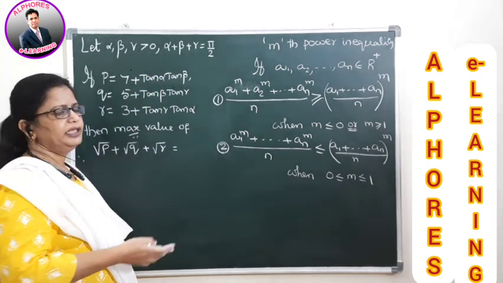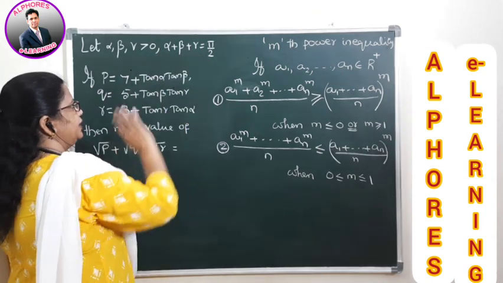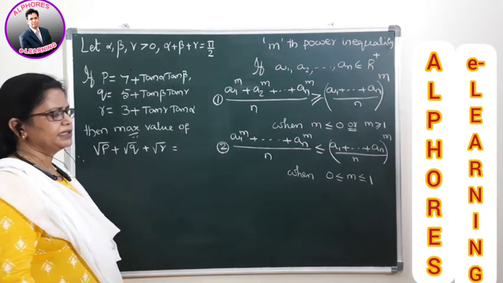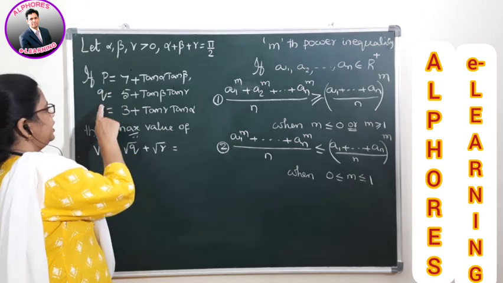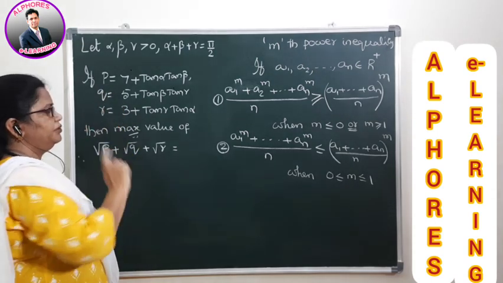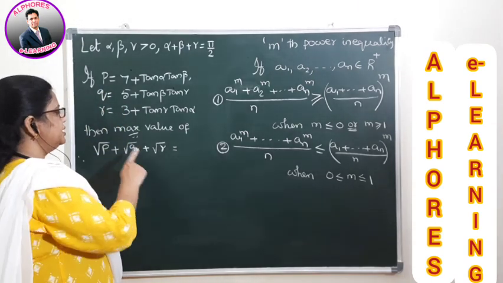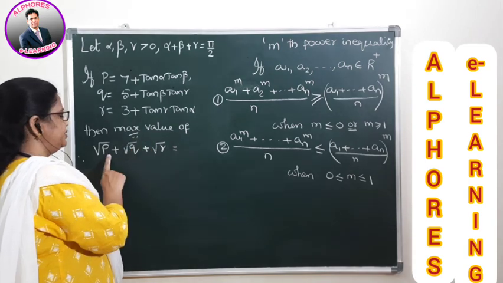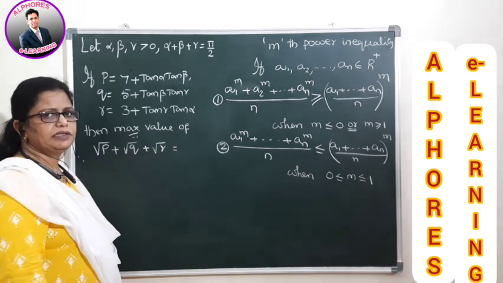Okay, how are they variables? The sum must always be 90. They can be in any way. Then they gave P, Q, R in this way. Now the question is, what is the maximum value of root P plus root Q plus root R?